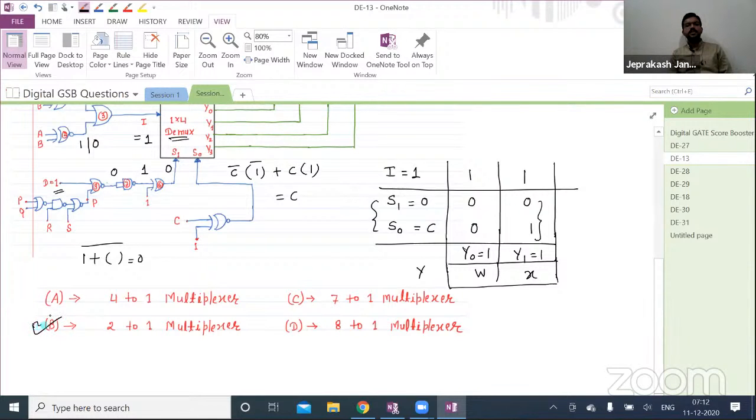It is a 2 by 1 mux. You're having 2 inputs, W and X. At any time, only one particular input will be connected to the output, right? It is a 2 by 1 mux.